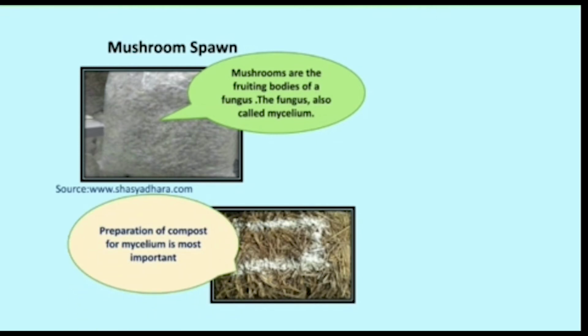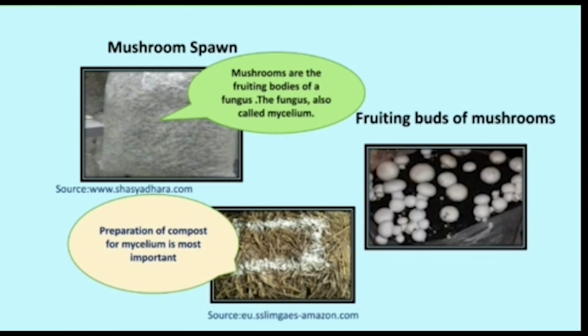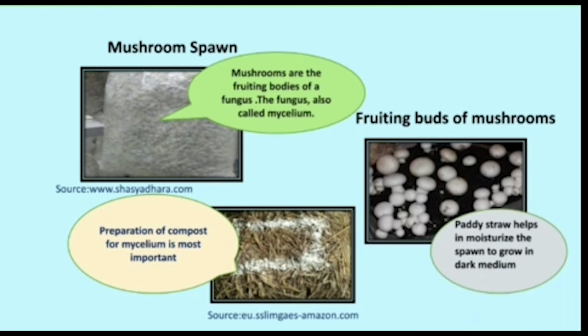It is cultivated in a dark room with the help of paddy straw and spawn. Paddy straw helps moisturize the spawn to grow in a dark medium. Preparation of compost for the mycelium is most important. Opening up the straw so that it absorbs water and the mushroom fungus, the mycelium, can grow in the straw. After this phase, the compost is called phase 1 compost, fresh compost.